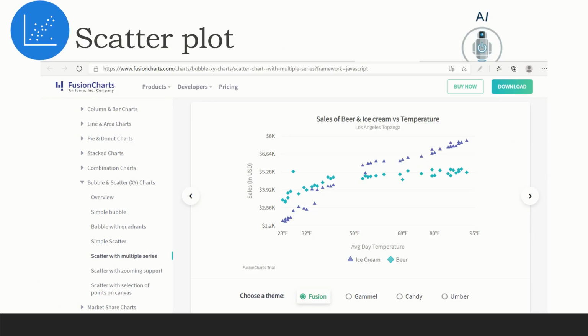This scatter plot shows the visual representation of sales of beer and ice cream versus temperature. The average day temperature is represented in the x-axis and the sales is represented in the y-axis.